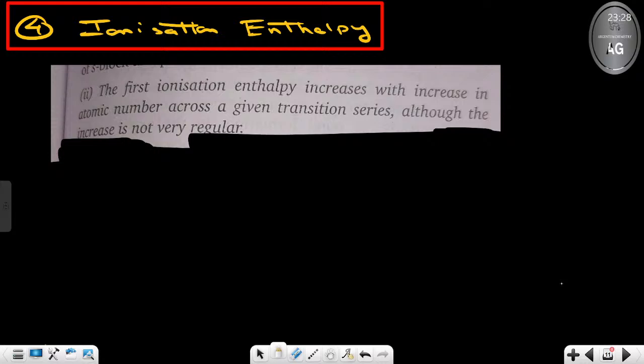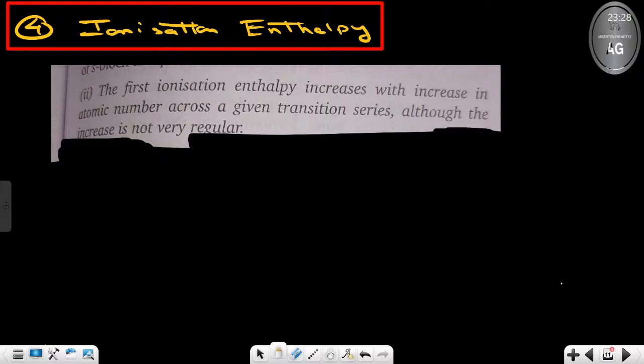The first ionization enthalpy increases with increase in atomic number across a given transition series, although the increase is not very regular. In case of the d block, we will not find uniformity in most of the cases. Though in some cases we will find uniformity, in maximum cases there will be none. So that is very common for now, not a big problem.